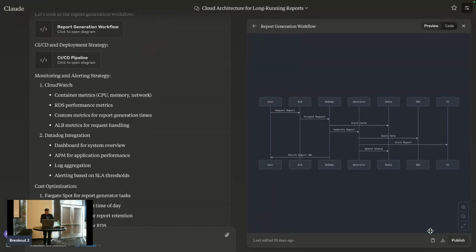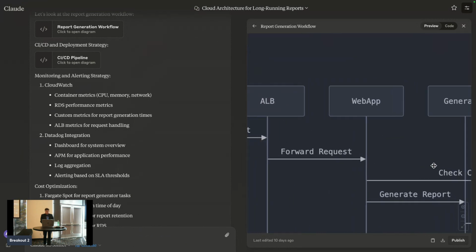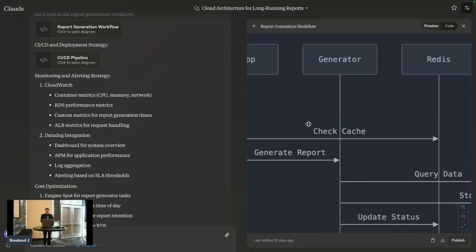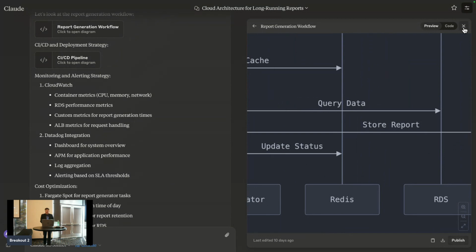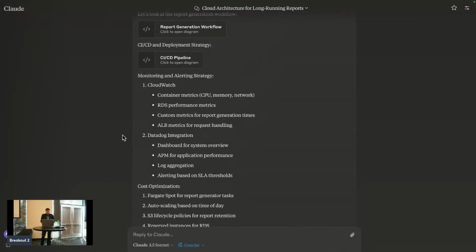It makes a sequence diagram. So you can see what's happening here. It's checking a cache in Redis. So pretty handy way to explain things.